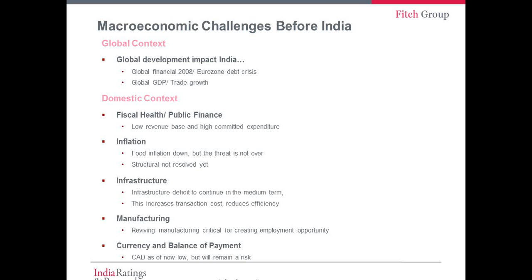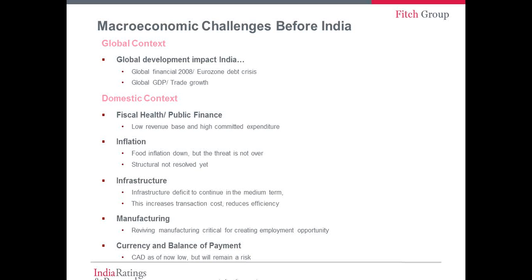Then looking at manufacturing, there is a lot of talk on manufacturing these days. In fact, Make in India is one of the slogans that the present government is focusing on to attract investment, not only from the domestic players but also from the external players or through FDI and so forth. So manufacturing is critical because without that, meeting the employment objective of the economy will simply not be possible.